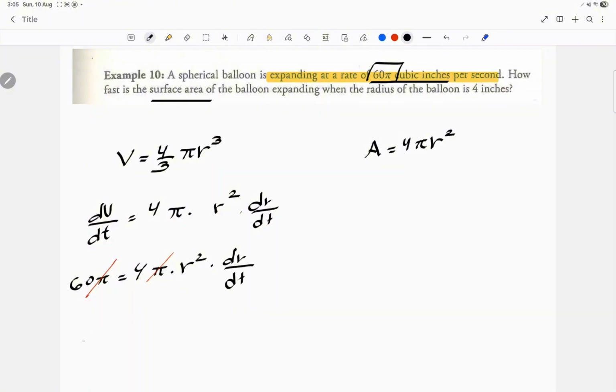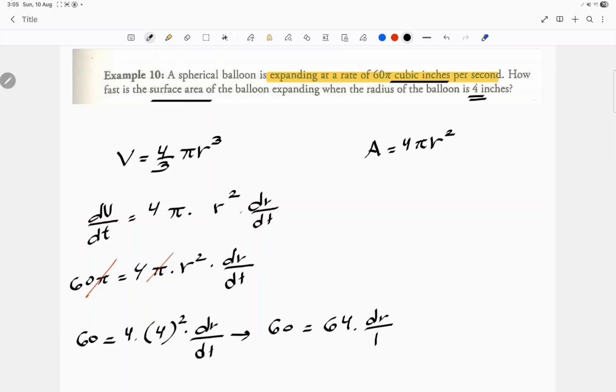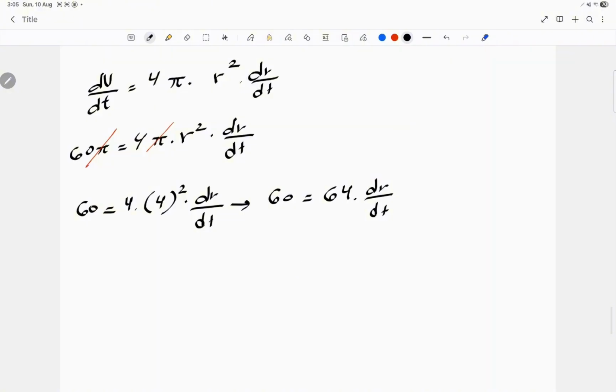Now, how much is the r in the question? 4. So 4 squared dr over dt. So 60 is equal to 64 dr over dt. So dr over dt is equal to 60 over 64. And what's the unit going to be for dr over dt? It's inch per second.